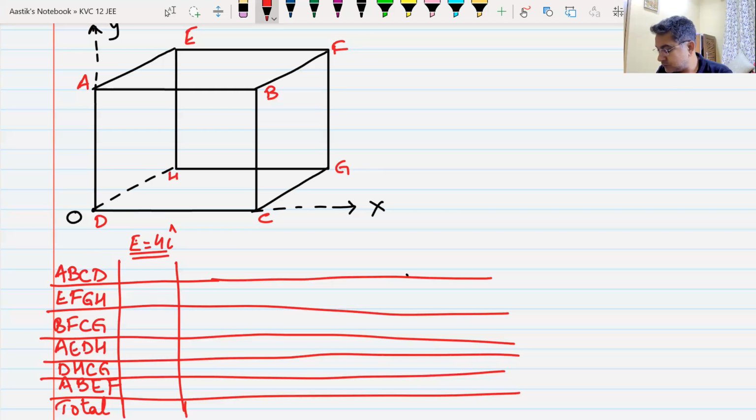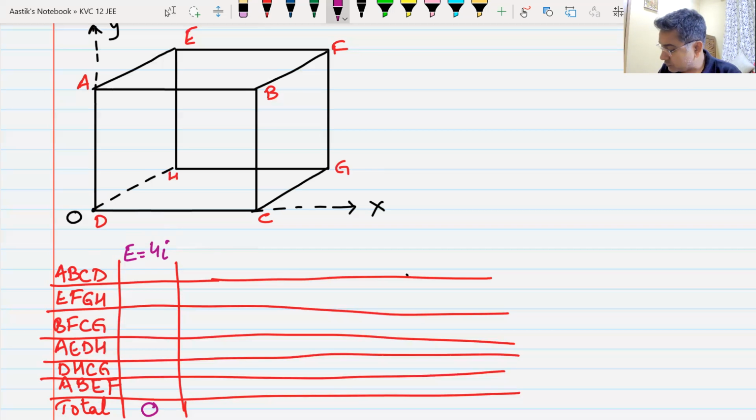Total is 0, sir. Okay. I understand. Total is 0. Let me just use a different color pen. Total is 0. What about the others? I was expecting the answer for the faces first. Anyways, what about the flux through ABCD?